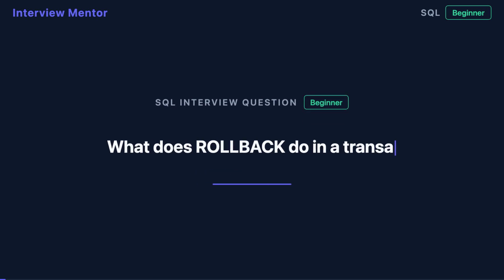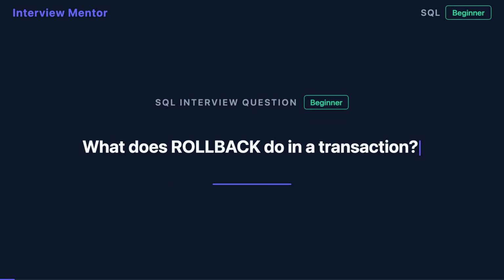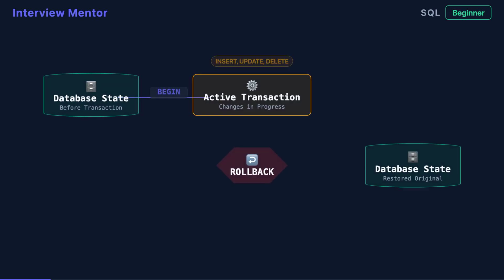One wrong database operation can corrupt thousands of records. But transactions give you a superpower, the ability to undo everything. That superpower is called ROLLBACK. ROLLBACK is a SQL command that undoes all changes made during the current transaction.